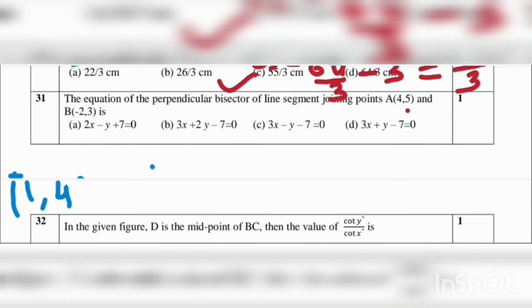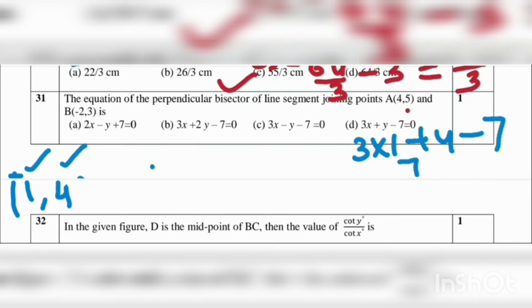If I put in D option, then x is 1, y is 4. So let us simplify it. We will get 3 plus 4, 7 minus 7 equals to 0. We are getting left side equals to right side. So this is the only equation which is satisfying the solution. So option D is correct. You can try with other options also. I am not showing here, but they are not satisfying it, right? Let's do next question now.